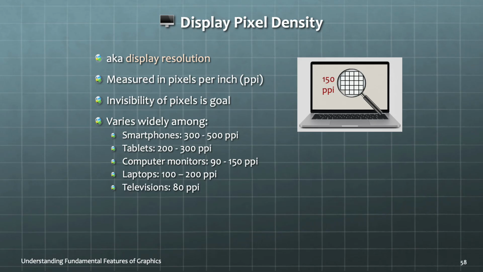Televisions usually have the lowest pixel density because they are viewed from a farther distance. A 55-inch 4K TV, for example, has a pixel density of about 80 ppi.